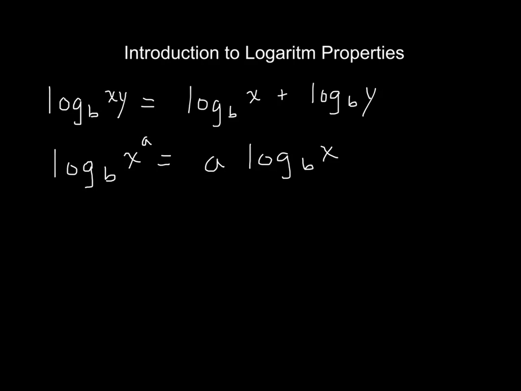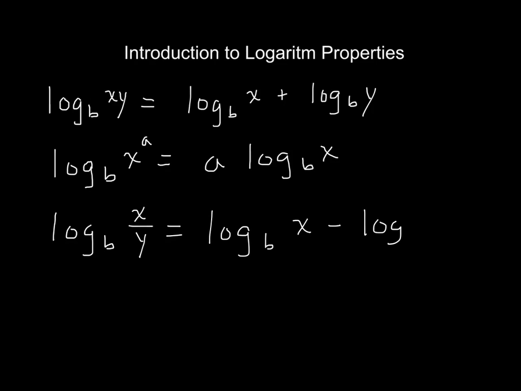Your next property is your quotient property, which is your division. So if you have log base b of x over y, that equals log base b of x minus log base b of y. And remember, you can go back and forth here. They are equal.